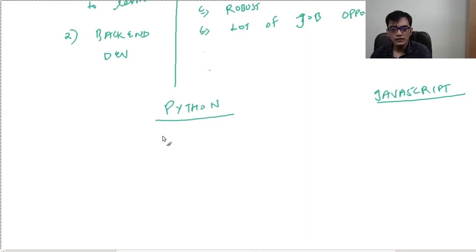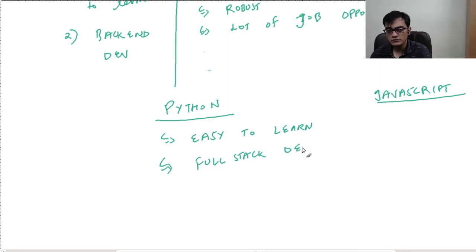So Python, the advantage of Python is that it is easy to learn. It is very simple. Then in Python you can become a full stack developer as well. So you are not limited to backend, you can become a full stack developer as well if you use Python.